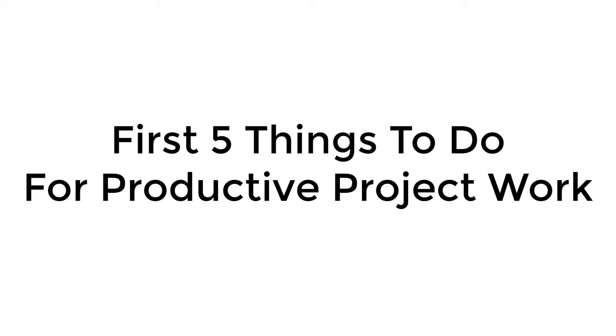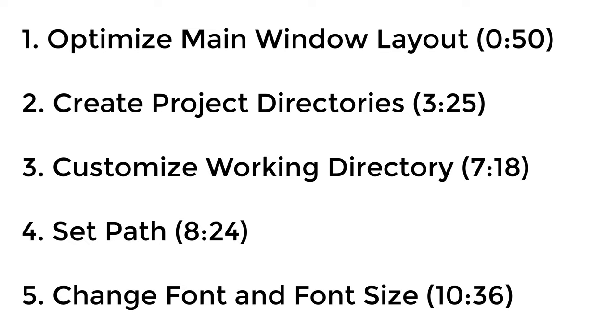When you run Octave, the initial default setting may not be working best for your project, and I will show you the first 5 things to do to improve your work productivity in your GNU Octave. During this video, I will show you how to optimize the main window layout and easily access the primary working directory for your project. At the end, I will show you how to customize the built-in script editor.